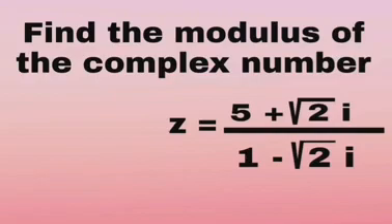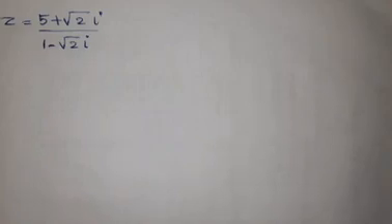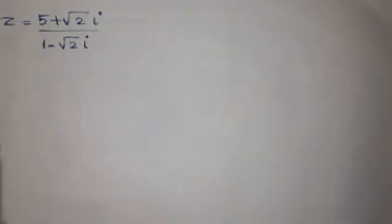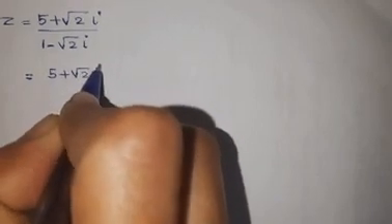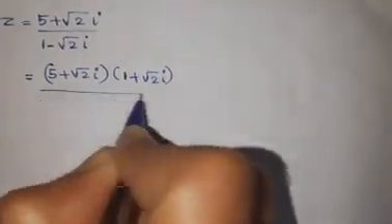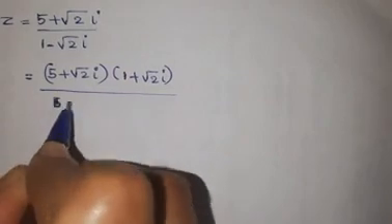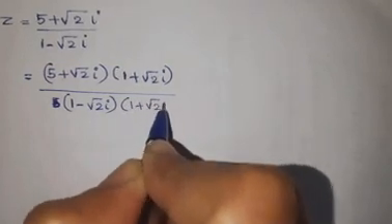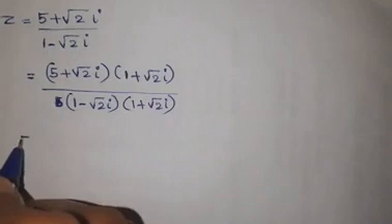Second problem, find the modulus of the complex number z is equal to 5 plus root 2i divided by 1 minus root 2i. മോഡുലസ് ഓഫ് ഇസഡ് കണ്ടുപിടിക്കണമെങ്കിൽ ആദ്യം ഇതിനെ എ പ്ലസ് ഐ ബി ഫോം ആക്കണം. ഇവിടെ ഡിവിഷൻ ആയതുകൊണ്ട് ഡിനോമിനേറ്ററിന്റെ കോഞ്ചുഗേറ്റ് കൊണ്ട് മൾട്ടിപ്ലൈ ചെയ്യാം. 5 പ്ലസ് റൂട്ട് 2i ഇൻറ്റു 1 പ്ലസ് റൂട്ട് 2i. ഡിനോമിനേറ്റർ ഈസ് 1 മൈനസ് റൂട്ട് 2i, അതിന്റെ കോഞ്ചുഗേറ്റ് 1 പ്ലസ് റൂട്ട് 2i. ന്യൂമറേറ്ററിൽ ടേം ബൈ ടേം മൾട്ടിപ്ലൈ ചെയ്യാം.